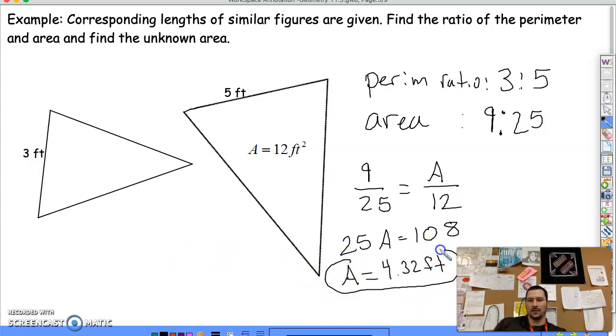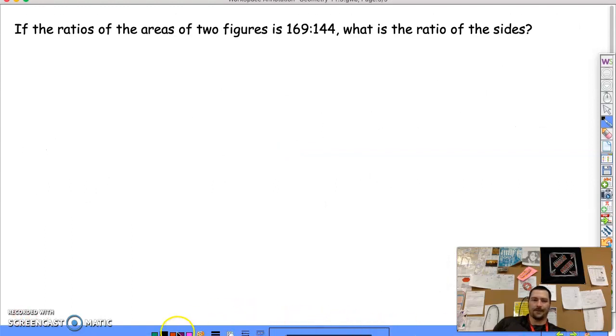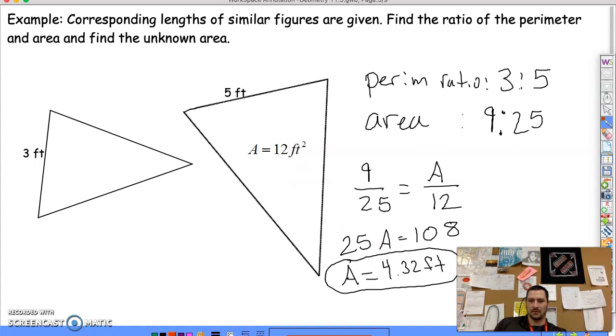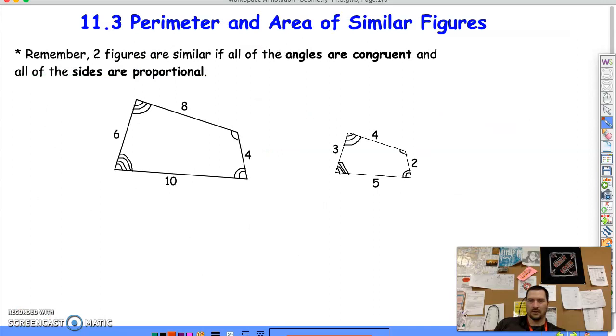Lot of proportions today, which we should be pretty good at by now. Oh, come on. All right. Next problem. Did I skip some here, I wonder? Apparently not. I thought I maybe skipped one.